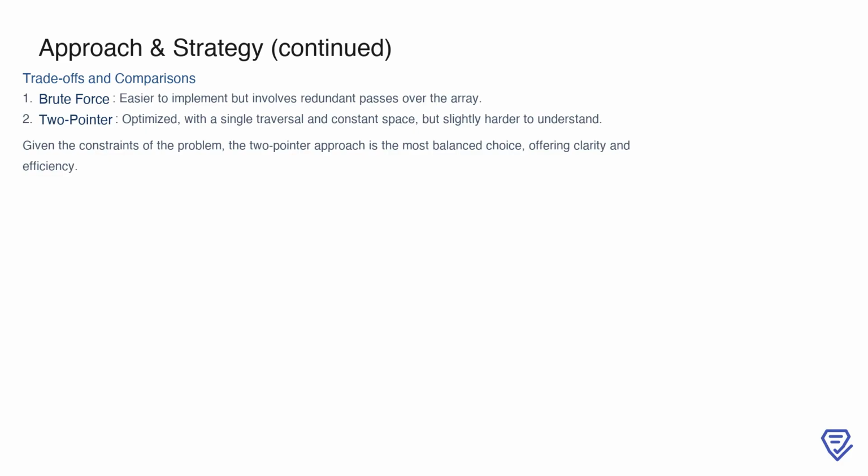Considering the constraints and requirements of the problem, the two-pointer approach strikes the right balance between clarity and efficiency, making it the most suitable choice. It ensures that we meet the problem's demands in the most optimal way while maintaining a clear logical structure.